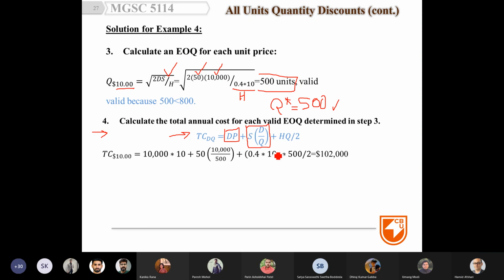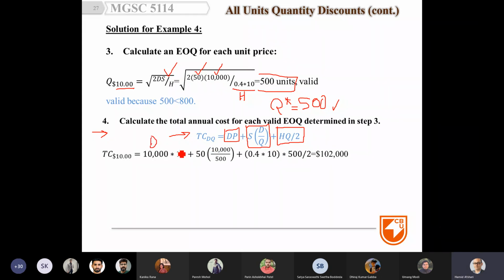Ordering price, or ordering cost. And what is the third component? Holding cost. Excellent. So again, many people make a mistake here. Demand is clear, 10,000. This is D. Demand is 10,000 per year.